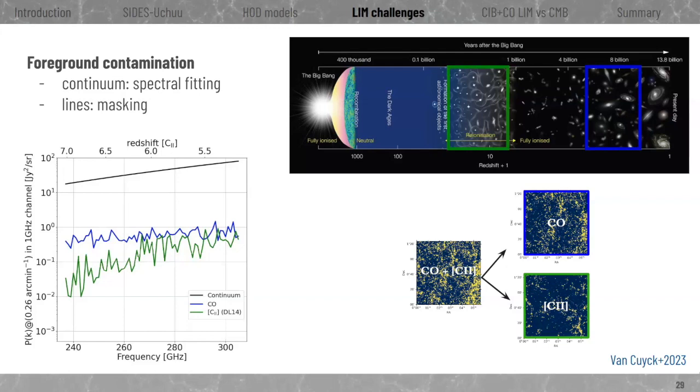For the line, she tried to mask, because we already have catalogs of galaxies, we know their CO emissions, so trying to mask these CO sources to get only the C2 residual. It seemed to work up to redshift 5, barely, but then the higher you get, you need to mask even more, and then you miss a lot of information from your map, so it's not good enough for redshift higher than 6.